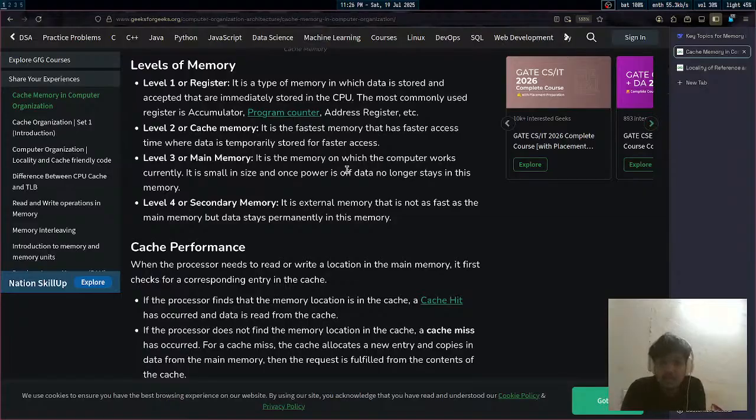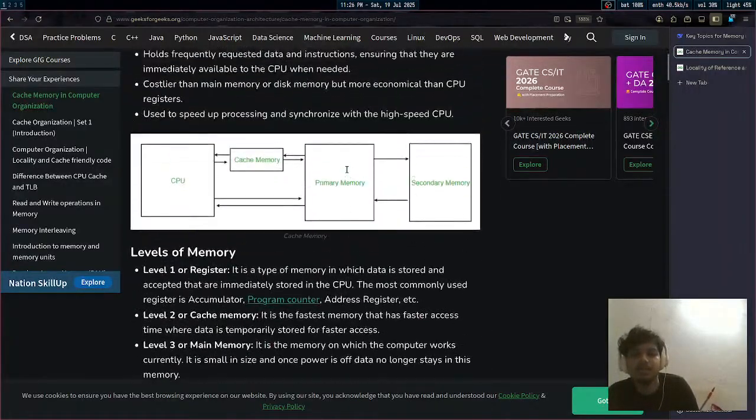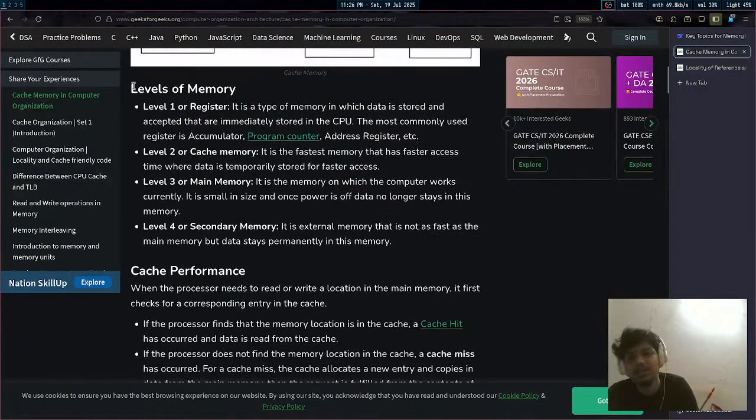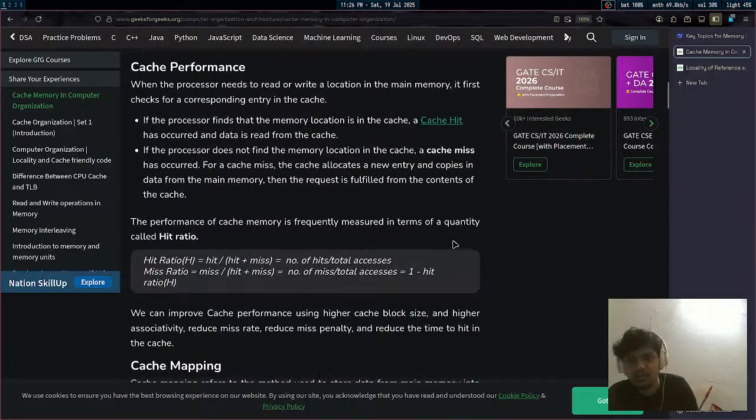It is a type of memory in which data is stored and accepted that are immediately stored in the CPU. I did not read it with full focus, but it is a type of memory in which data is stored and accepted that are immediately stored in the CPU. The most commonly used register is the accumulator, program counter. Level 1, level 2 cache memory. Again, why am I looking at this specification? Did I not cover this just before? Why is this repeating itself so much?